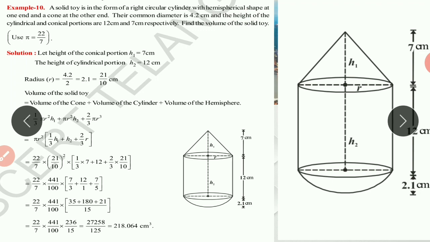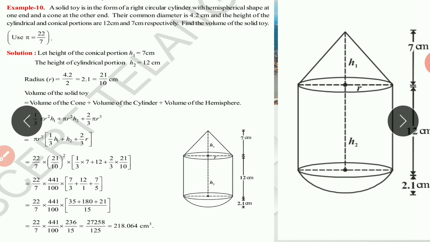A solid toy is in the form of a right circular cylinder with a hemispherical shape at one end and a cone shape at the other end. Then what are our requirements? Requirement means which formulas we need, which diagrams, which measurements we need, that we have to identify. Then we go to solve the problem.